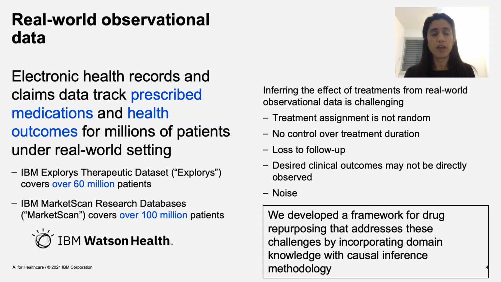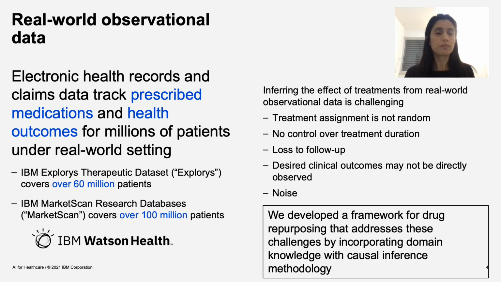However, inferring the effect of treatment from real-world observational data is challenging due to several reasons. First, treatment assignment is not random, so therefore treatment cohorts are expected to be biased. Another thing is this is a retrospective analysis, so we have no control over treatment duration. Also, there are biases related to loss to follow-up and noise, and also the clinical outcomes that are desired for our studies may not be directly observed.